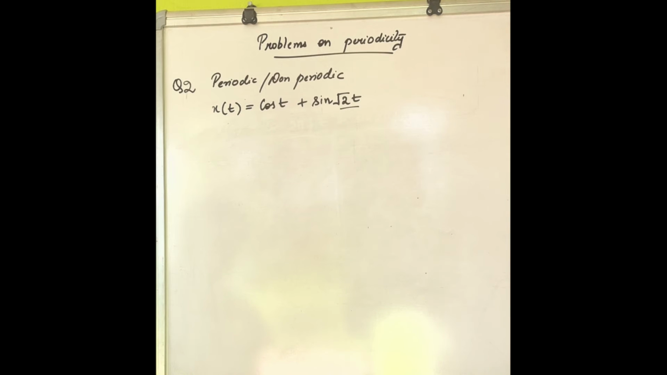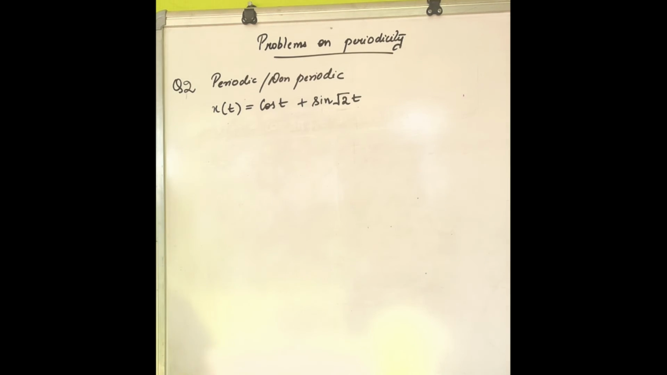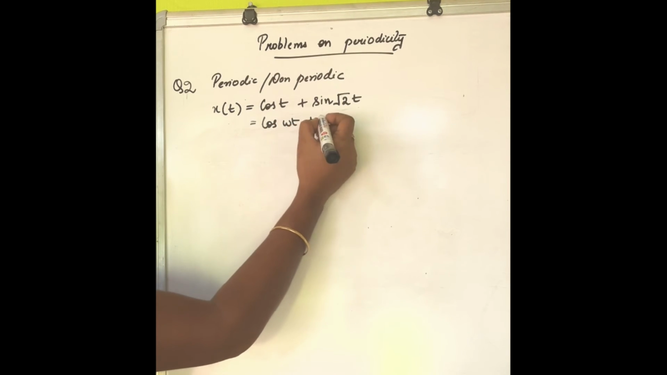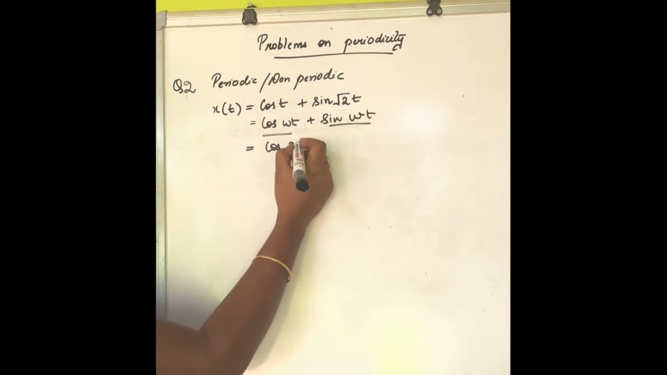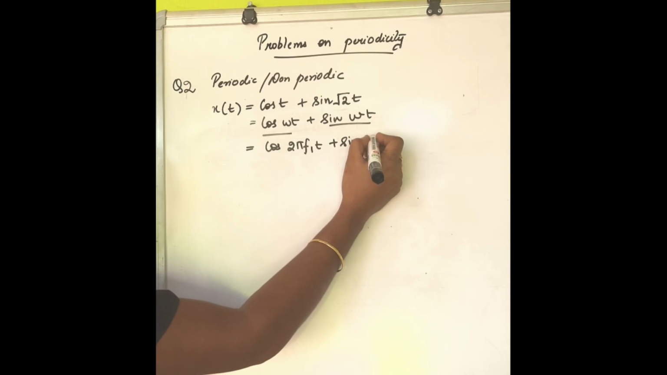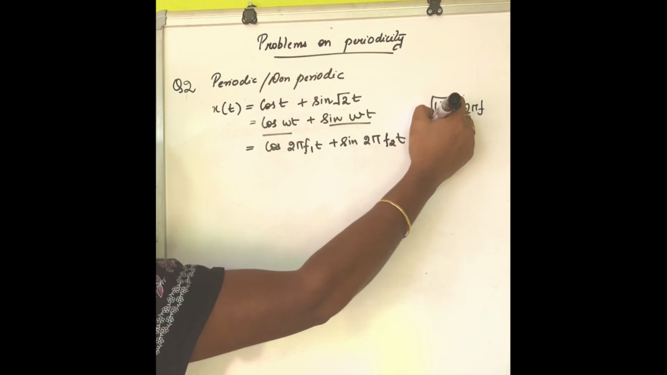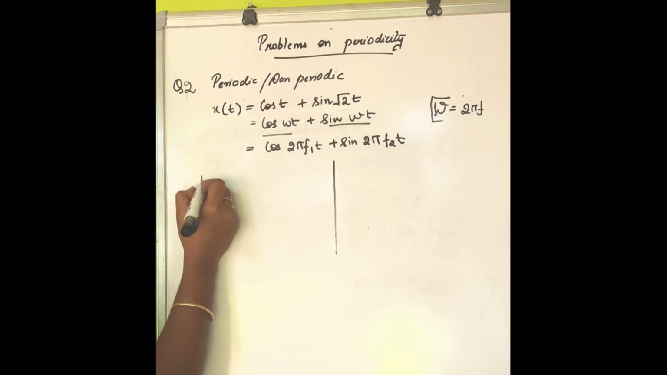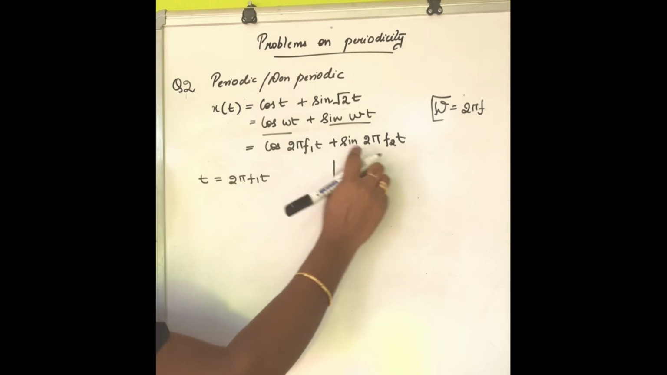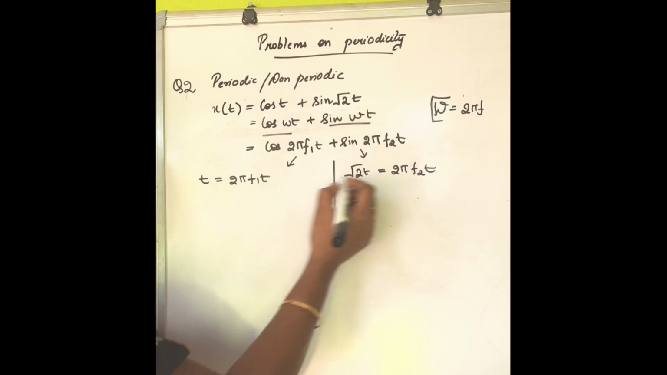Second problem on periodicity. It says find whether the following signal is periodic or aperiodic, or non-periodic. This is the signal given. x of t is equal to cos t plus sin root 2t. So this can be written as cos omega t plus sin omega t. So this is the generic formula. This can be rewritten as cos 2 pi f1 t plus sin 2 pi f2 t, because omega is equal to 2 pi f. So now we have f1 and f2 for two different angles. So let's compare t at the two angles. So t is equal to 2 pi f1 t, whereas on the second side root 2t is equal to 2 pi f2 t. Now simplify it.